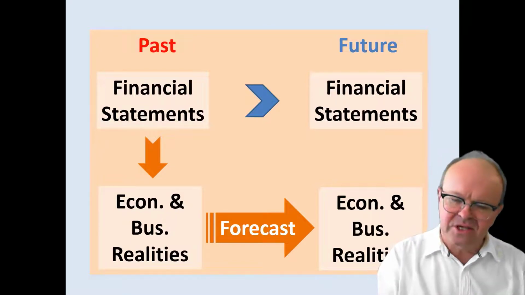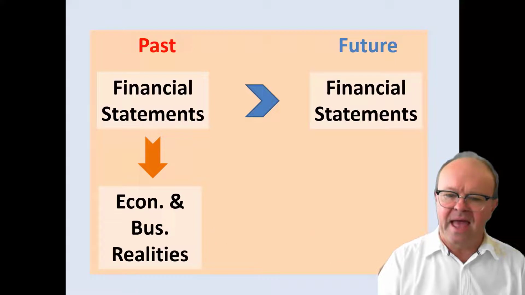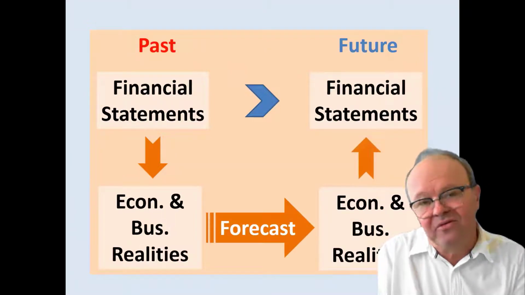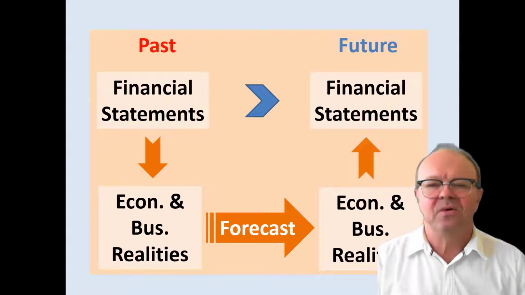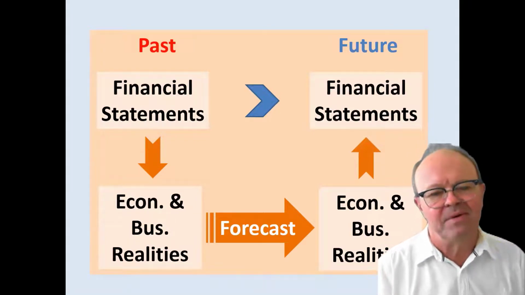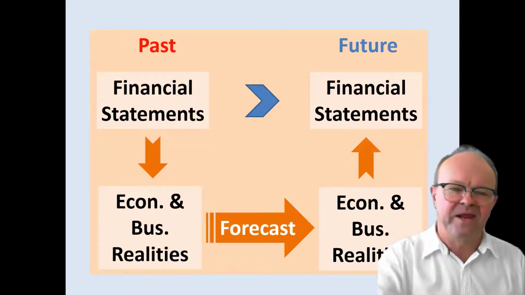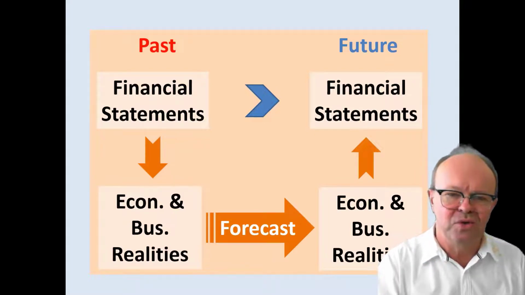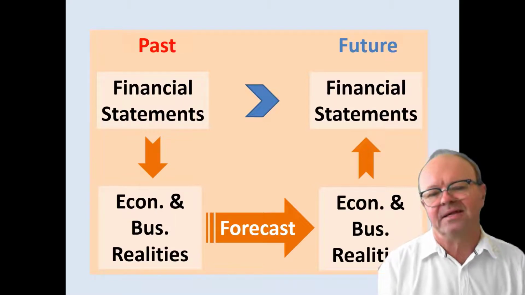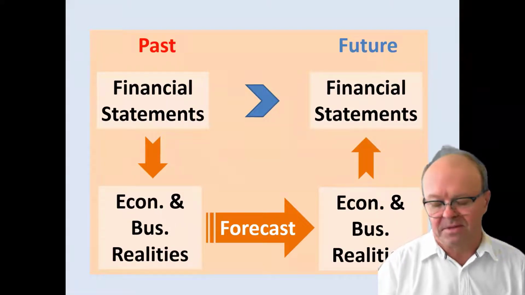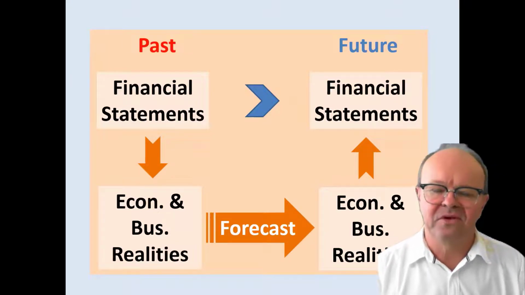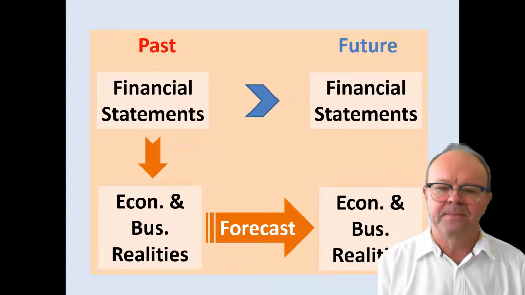So we forecast those economic and business realities, and then we go and connect them to the future financial statements. So we predict the future financial statements or the future accounting numbers by going from the financial statements in the past to the economic and business realities that are driving those accounting numbers, forecast those economic and business realities, and then connect back to forecasting the financial statements.